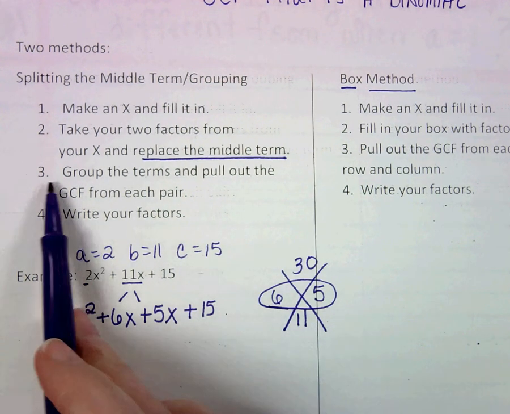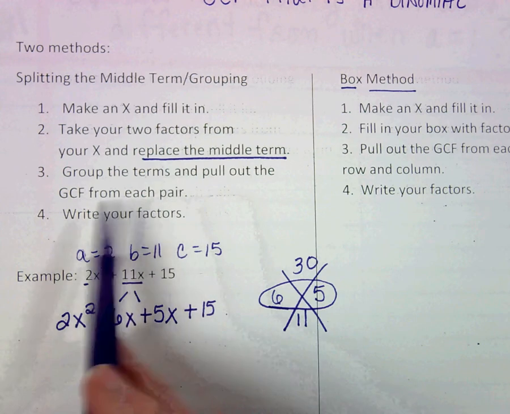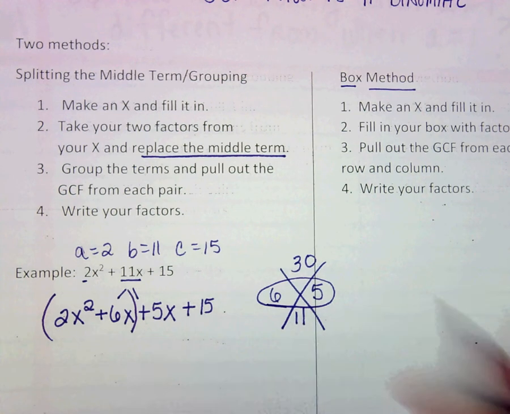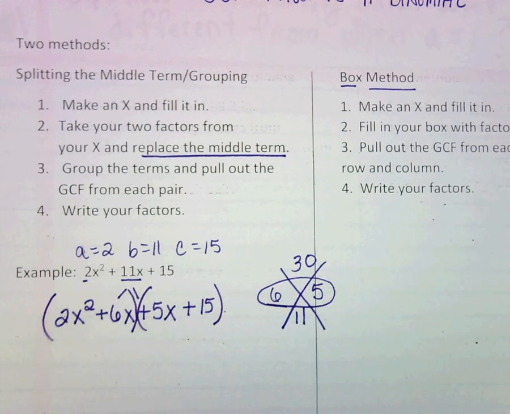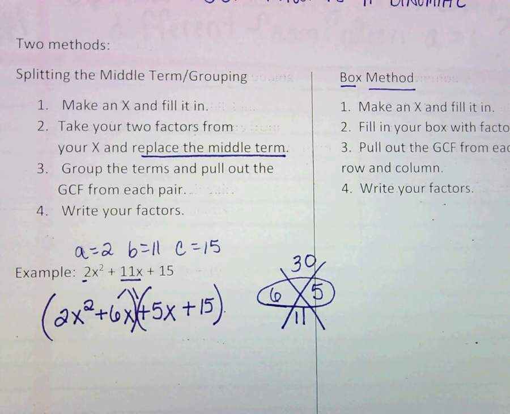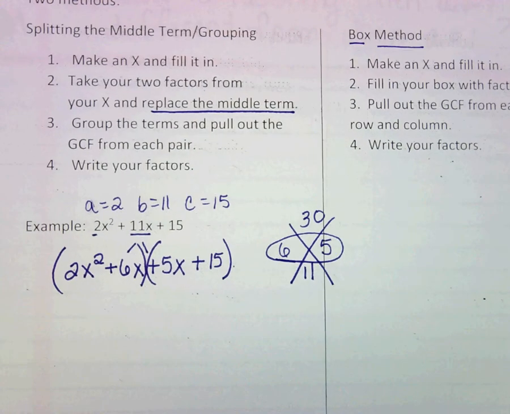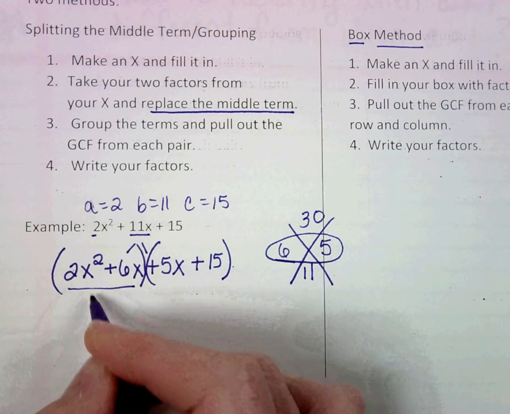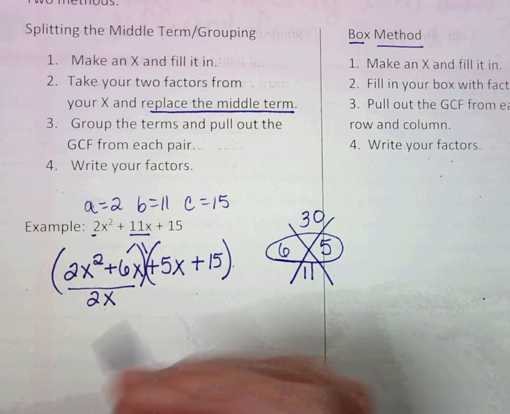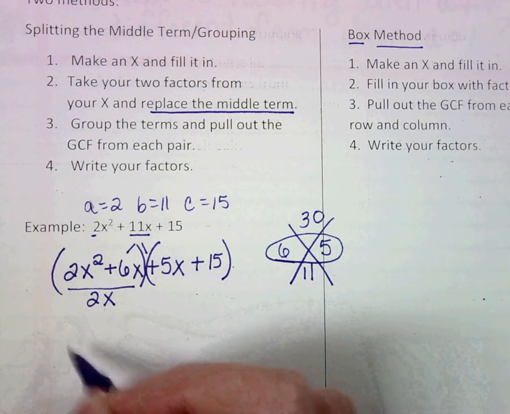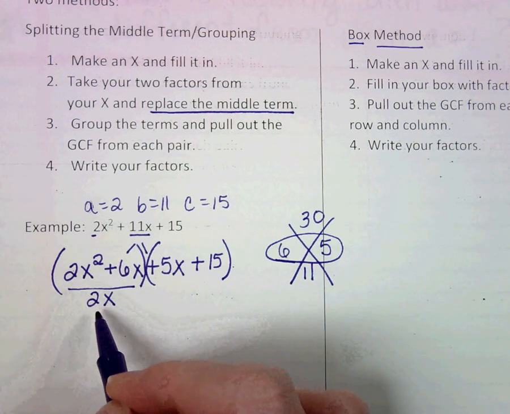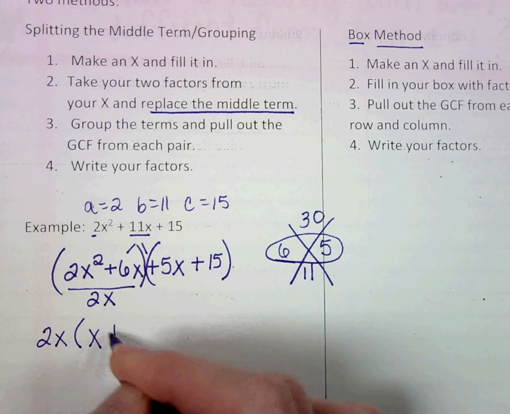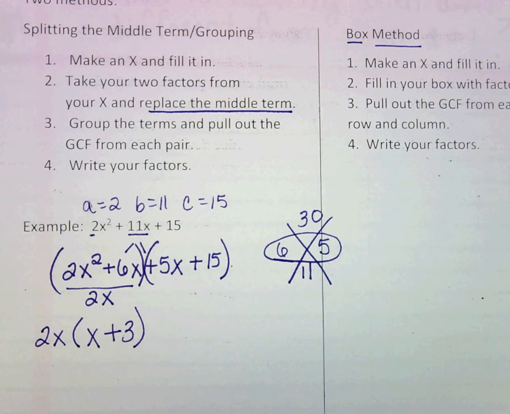Now, the third step says to group the terms and pull out the greatest common factor from each pair. So we're going to group the first two terms, group the second two terms, just like that. That's what it means by group. Okay? So let's look for our greatest common factor here. My greatest common factor between my first two terms is 2x. When I divide out the 2x, I'm left with x plus 3. Okay, just like if we did a binomial.